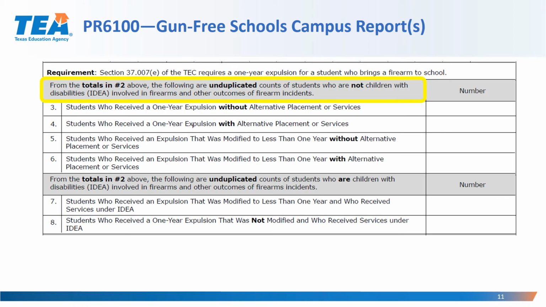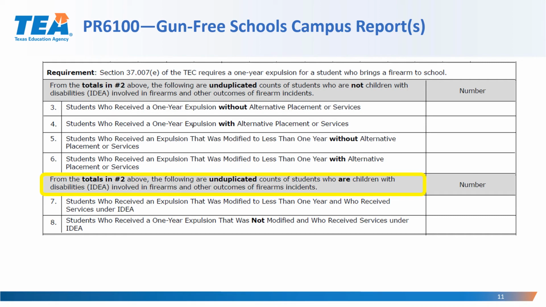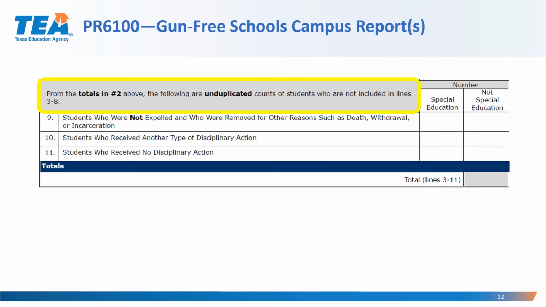In this next section, the LEA will take the unduplicated count of students and divide them into two groups. The first group are students who are not children with disabilities. The second group is students who are children with disabilities. The last section here deals with the unduplicated students who did not fall into any of the categories that were listed above.